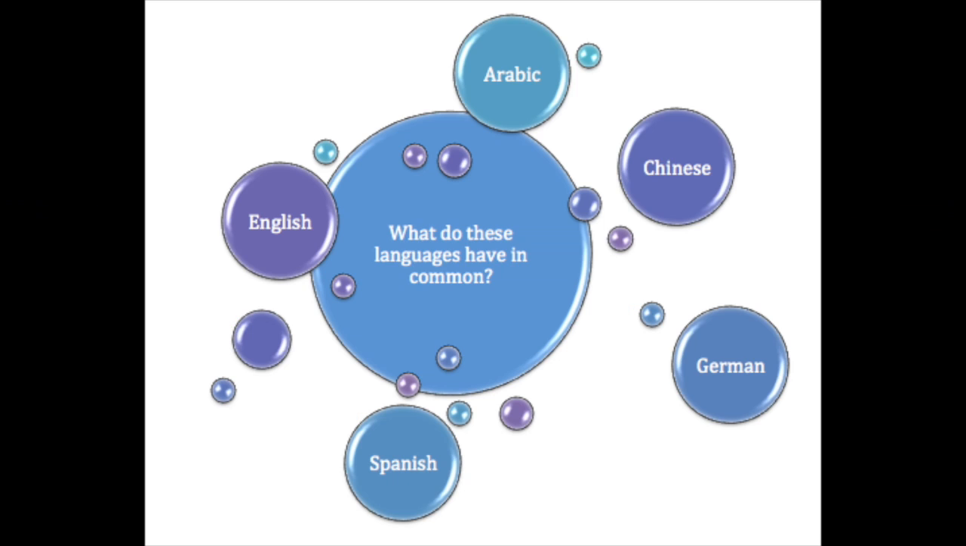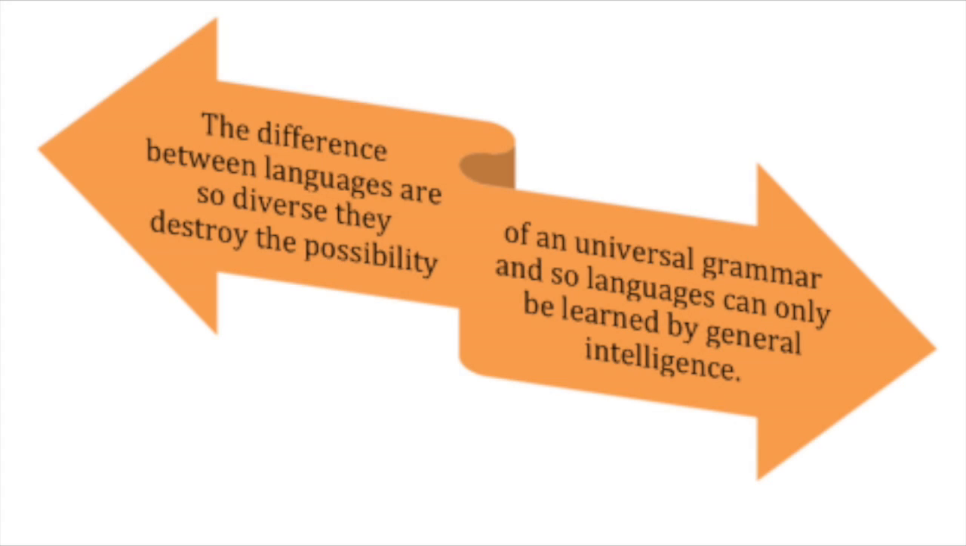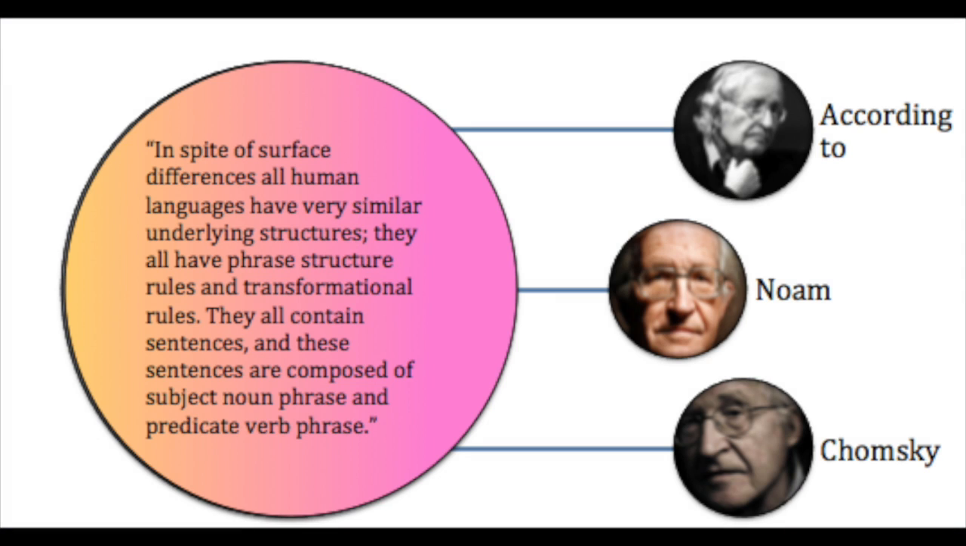Languages. What do these languages have in common? In fact, what do any languages have in common? The differences between languages are so diverse they destroy the possibility of a universal grammar, and so languages can only be learned by general intelligence. According to Noam Chomsky, in spite of surface differences, all human languages have very similar underlying structures. They all have phrase structure rules and transformational rules. They all contain sentences, and these sentences are composed of a subject-noun phrase and a predicate-verb phrase.